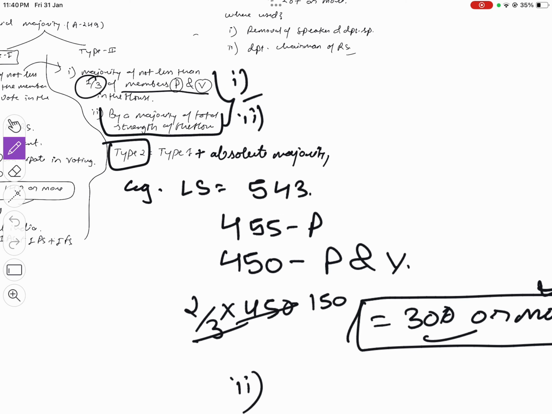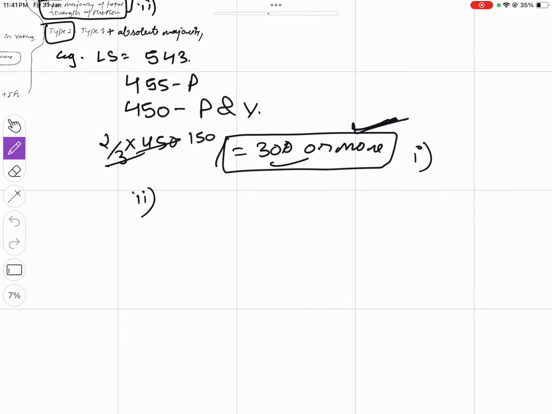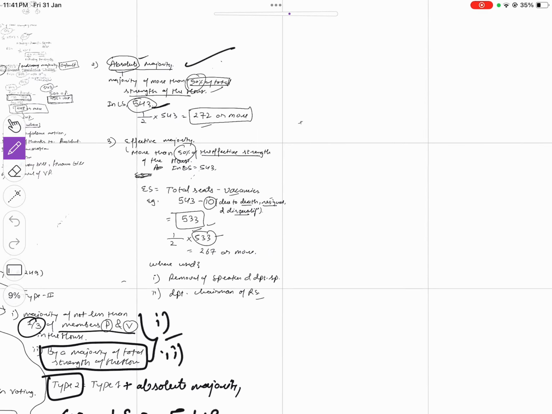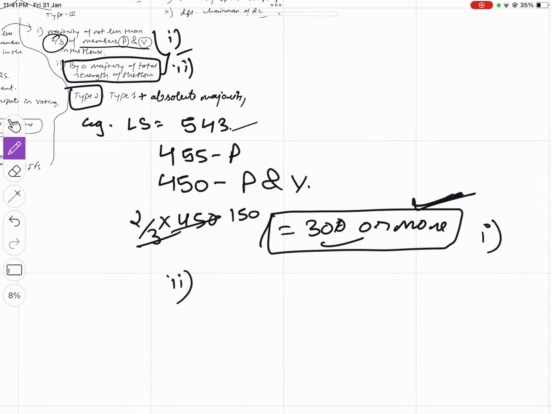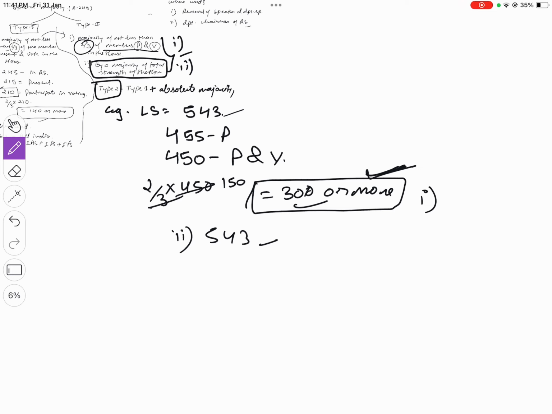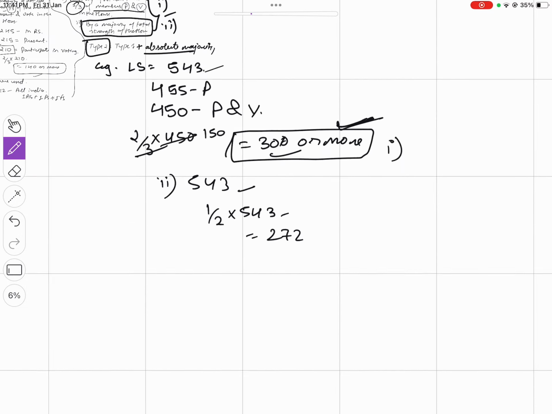Same scenario, think here for fulfilling the second condition: a majority of the total strength of the house. Total strength of the house is here 543. Here the thing required is absolute majority. Absolute majority of 543, the number will come to 272.